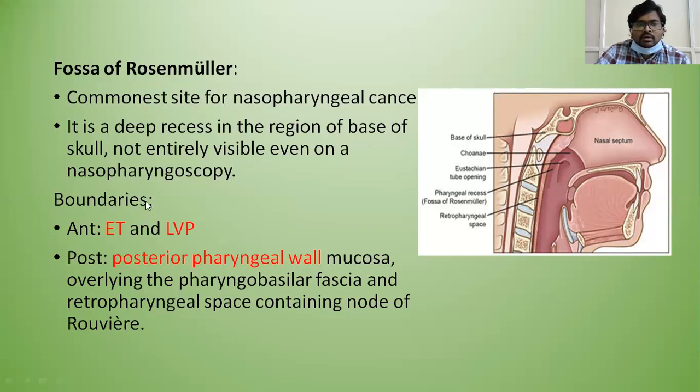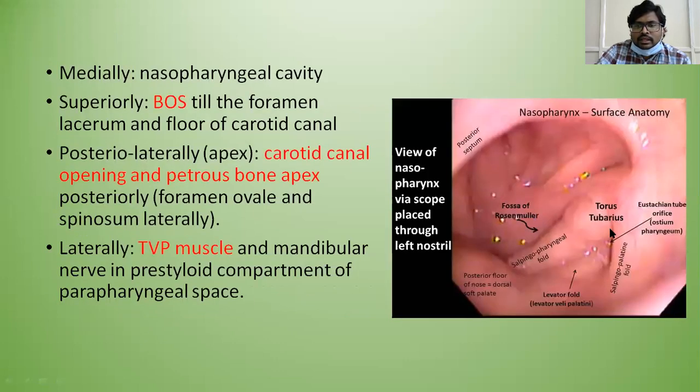The boundaries of the fossa of Rosenmuller are, anteriorly, see, this is the fossa of Rosenmuller when you see through a nasopharyngeal endoscopy. It is a slit-like space. It is bounded anteriorly by the eustachian tube orifice and the levator veli palatini in a fold.